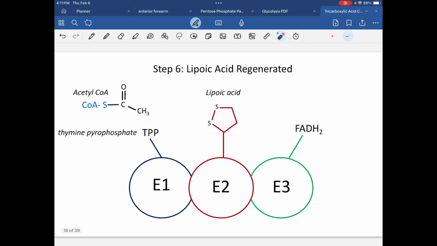You can see that here. We've returned this to being lipoic acid. Now our only difference between the original complex and what we have here is that this is no longer an FAD, this is an FADH2. So what are we going to do? We're going to transfer one more time. Those hydrogens that were here are going to go here and here to NADH and H+.